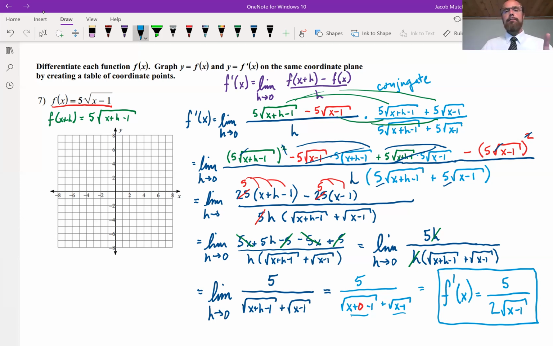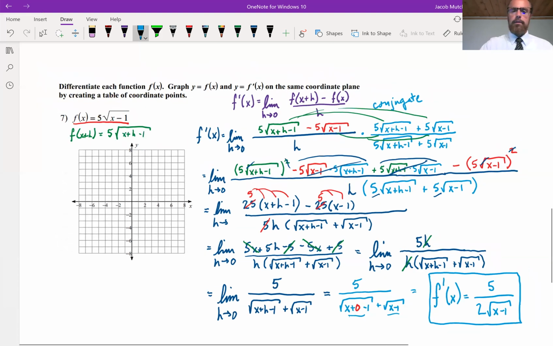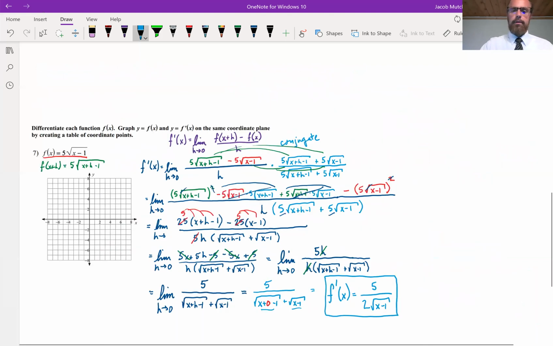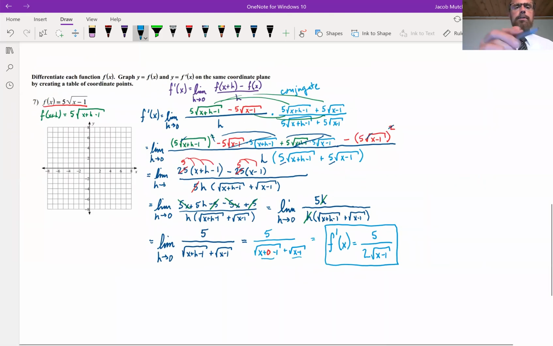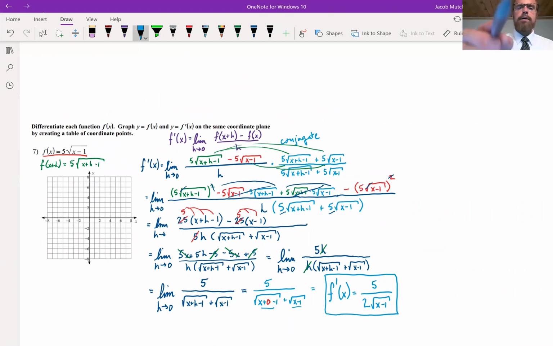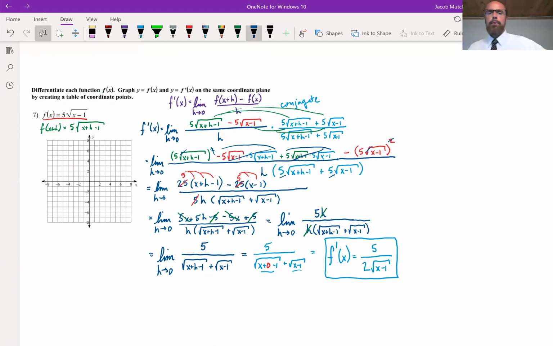So that completes that first task. We've differentiated f of x using the definition of the derivative. Now we want to graph this function. So similar to what we did with our second example, I want to create a table and then go over to Desmos to generate the y values, and then we'll come back and graph both here on the same plane.